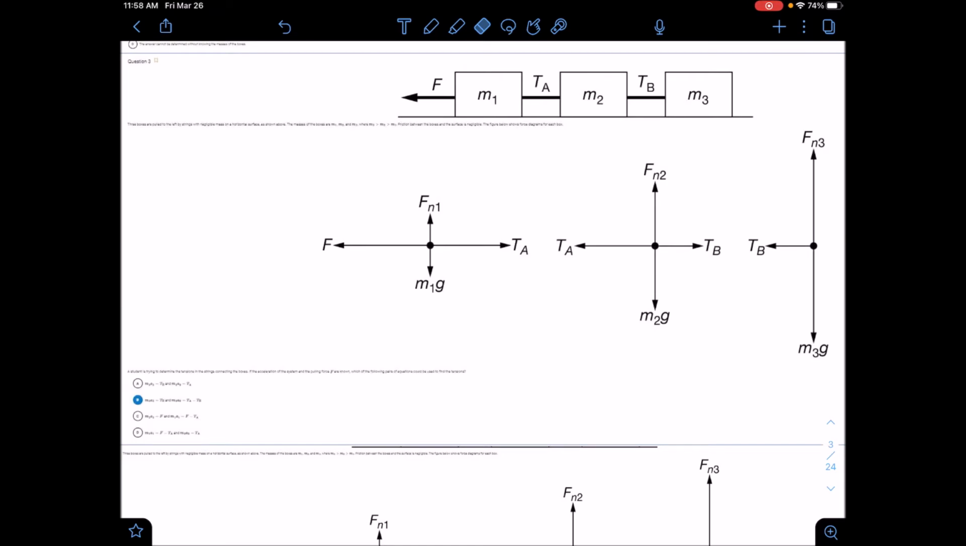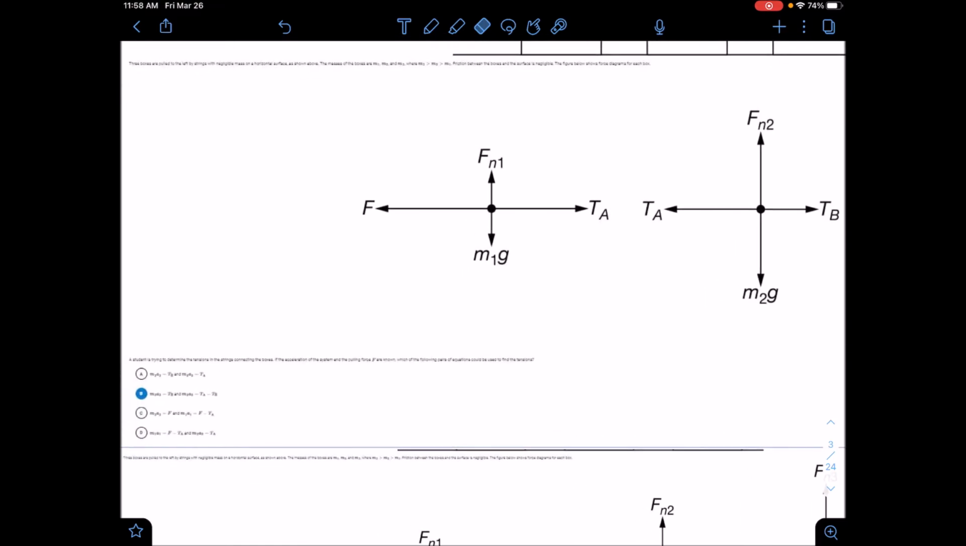Alright, so let's look at this problem. A student is trying to determine the tensions in the string connecting the boxes. If the acceleration of the system and the pulling force F are known, which of the following pairs of equations could be used to find the tensions?